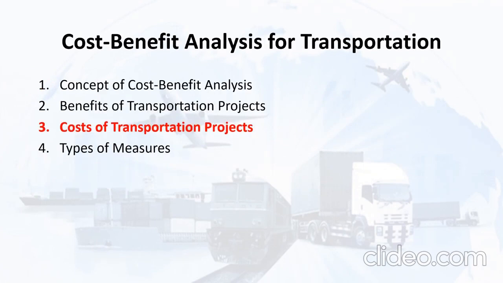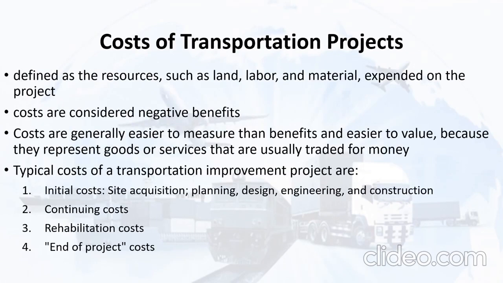And now we go to the cost of a transportation project. Number three, costs. The cost of transport is defined as the resources such as land, labor, and material expended on the project. Costs are considered negative benefits. Costs are generally easier to measure than benefits and easier to value because they represent goods or services that are usually traded for money.